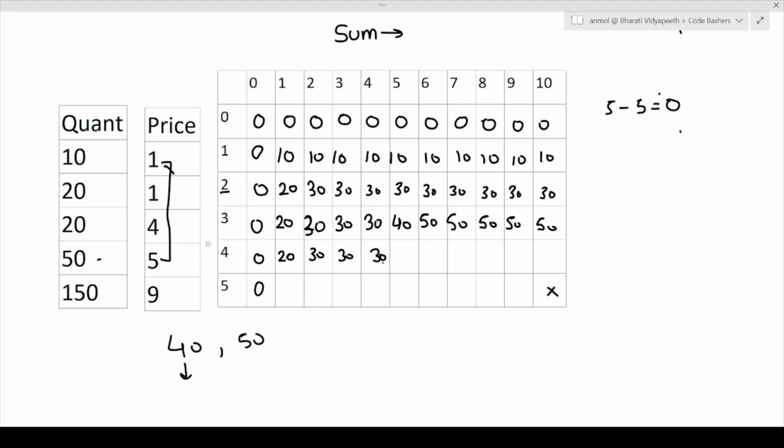And when we have ignored the current item, what was the maximum value we were getting? We only had 3 items and 5 rupees with us. So what was the maximum value we were getting? We were getting 40. So out of these two values, which value is maximum? It is 50 only. So here we will place 50 as the answer. Okay, I hope you got it. At every cell we have to perform this similar operation.